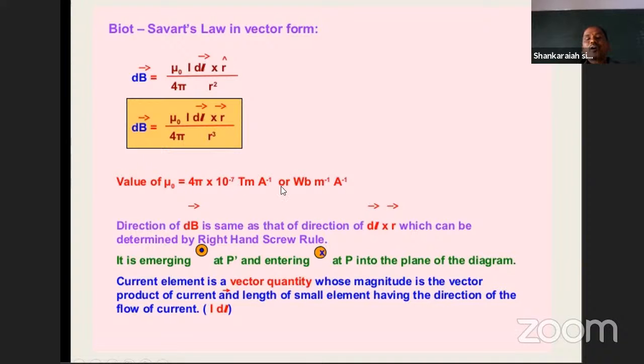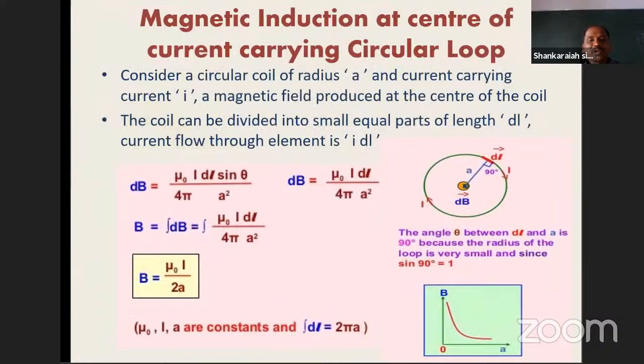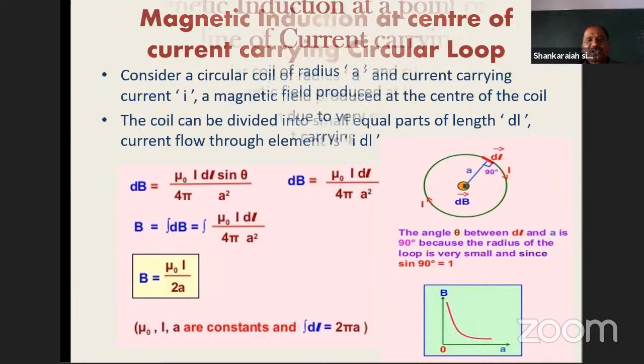Tesla meter per ampere, Weber per ampere meter, or Newton per ampere square meter. This was already explained in the previous class, as was the magnetic induction at the center of a current carrying circular loop.